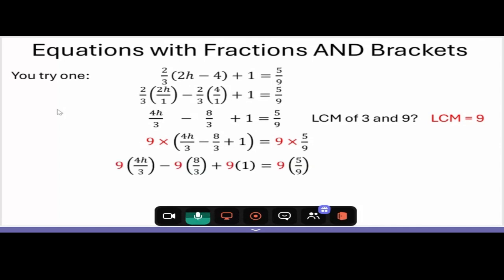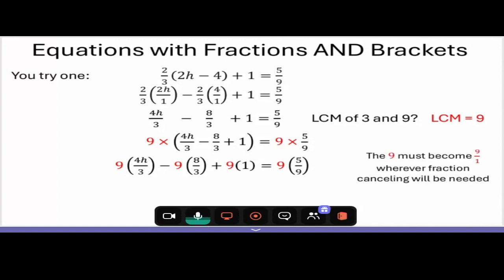And on the left side, I know that 9 has to distribute through the bracket. So 9 times the first term, 9 times the second term, and 9 times the third term with the minus and the plus in between, just as they are. Wherever I am going to have to do fraction reducing, that 9 needs to become a 9 over 1. But wherever I don't have to do fraction work, like this term here, I'm just going to leave it as a 9. And now, if I've done my job right, all of my denominators should cancel.